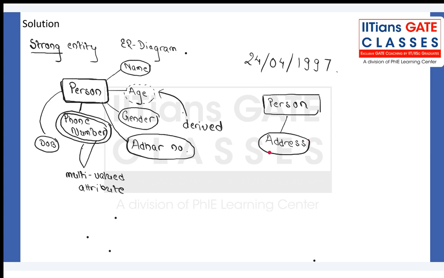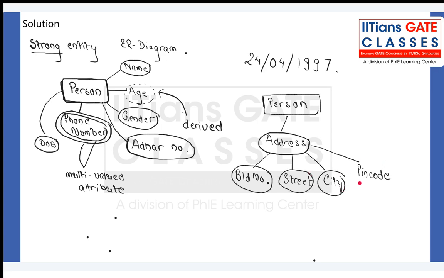One is the building number, which building number it is. Second could be the street. Third could be the city, and the fourth could be a pin code, right? So it could also be written like this. So an address is broken down into these four different attributes.